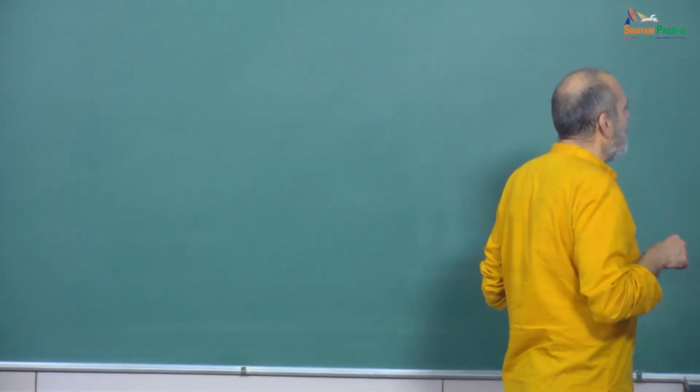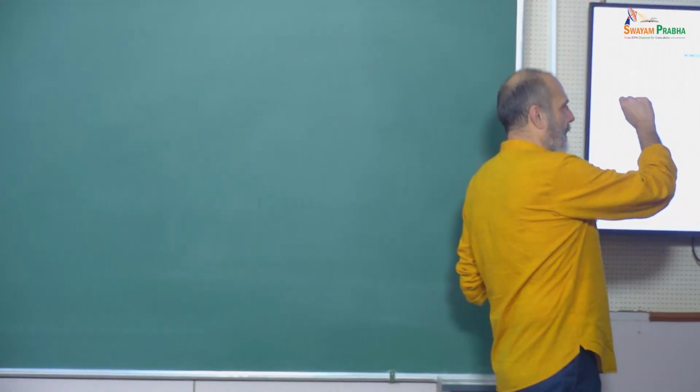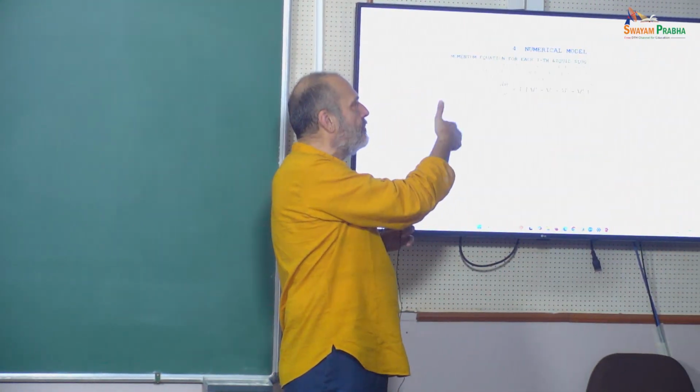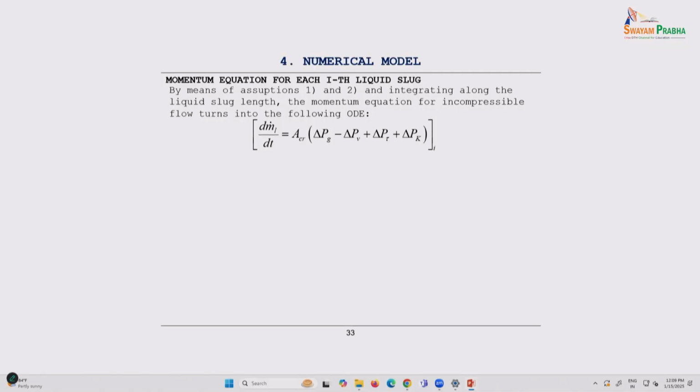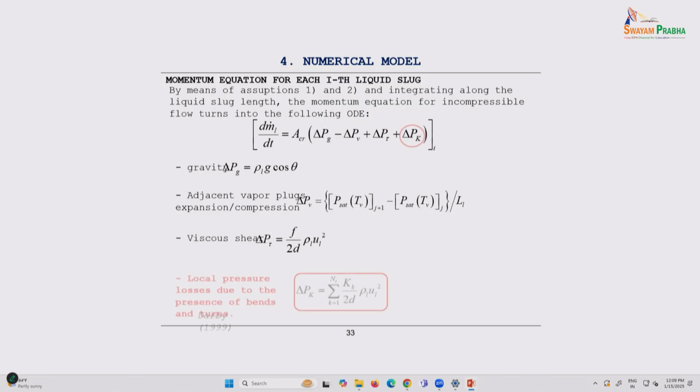The time is passing very fast. You are going to see in the slides that we build a model with a classical equation for momentum. This is, for example, for the liquid slug. We have terms like the gravity, the vapor plug expansion and compression, the viscous shear, and the local pressure losses.